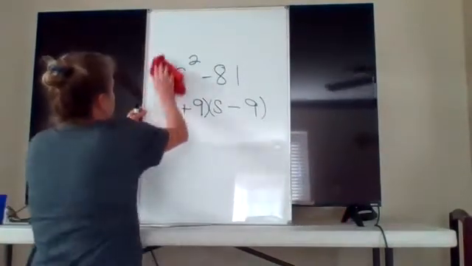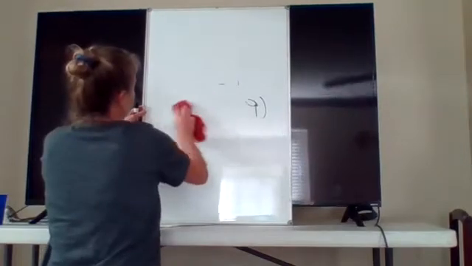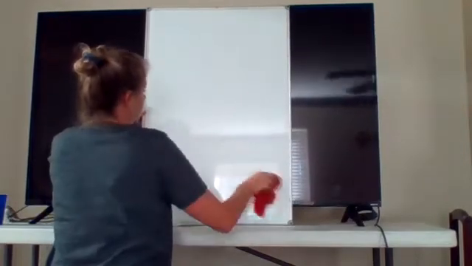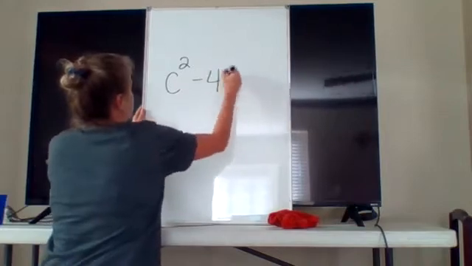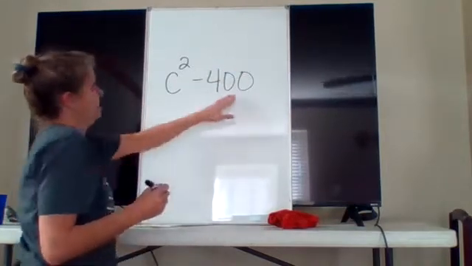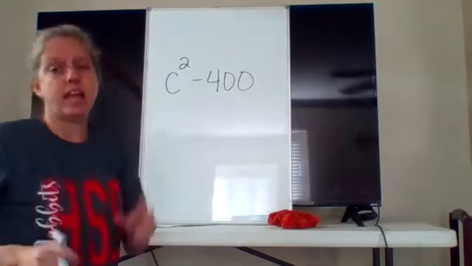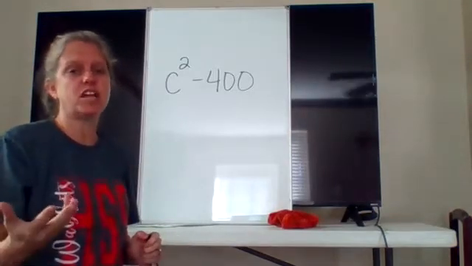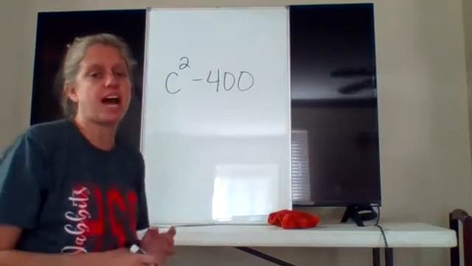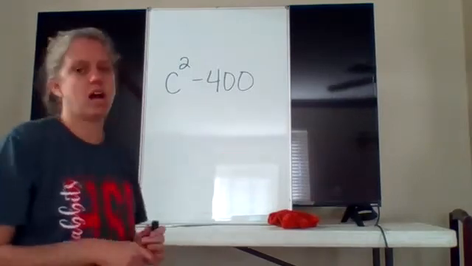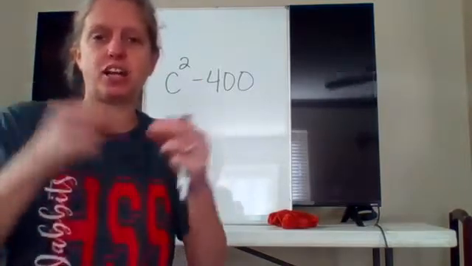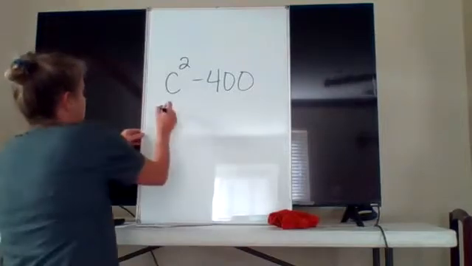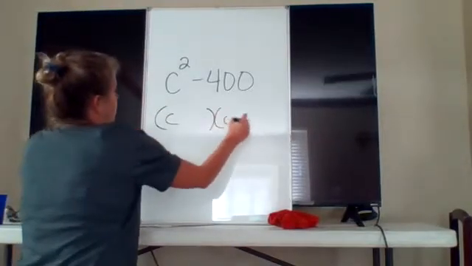Like number 2. Well, number 2, I've got c squared minus 400. So again, it's got two terms. They are both perfect squares. I may not necessarily know that, but let's look at how we can figure this out, even if we don't know if 400 has numbers that multiply to get it that are the same number. Now, I know c squared does. C and c.